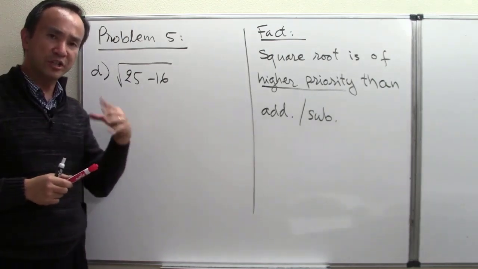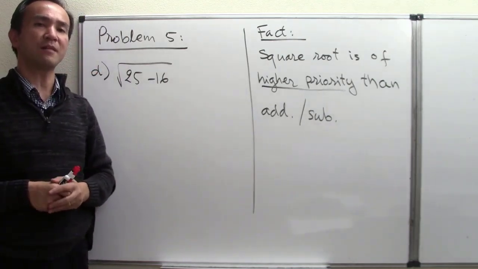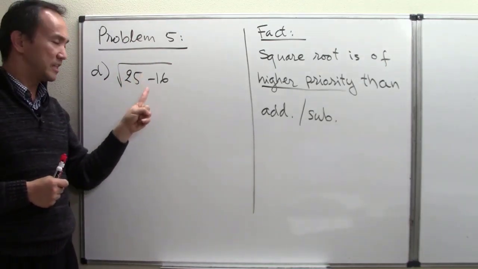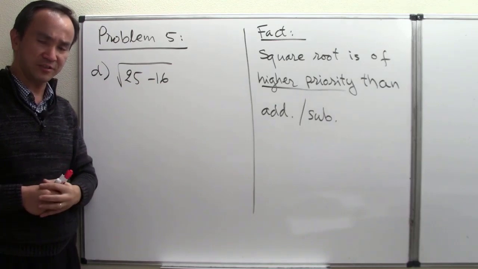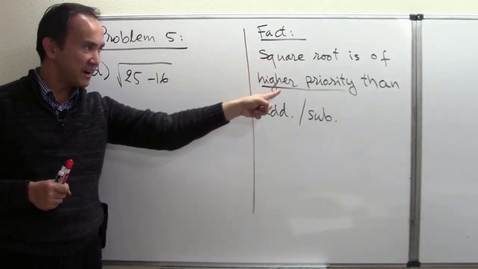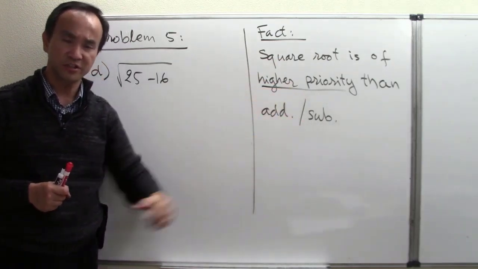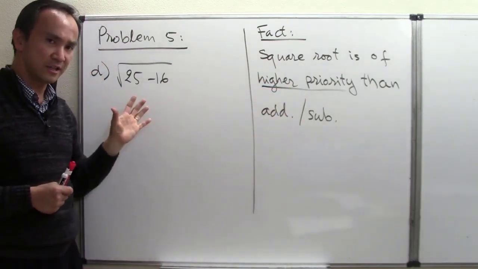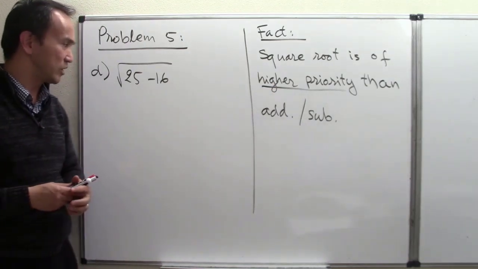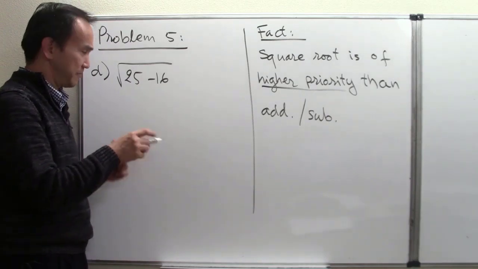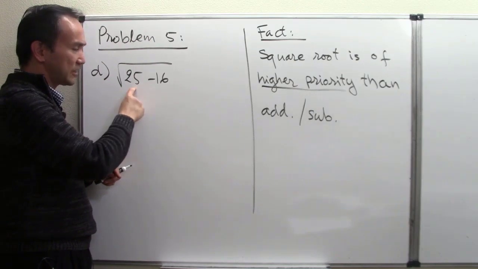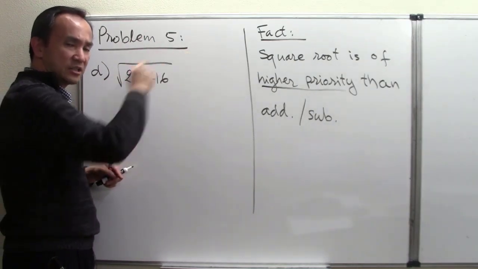All right, and here allow me to bring in another little computational problem in the big problem 5. Here I'm looking at the square root of a difference, 25 minus 16. Again, I did say clearly that square root is of higher priority than addition or subtraction. However, there are cases where we have to be more cautious. Here, we have the difference being completely put inside the square root.